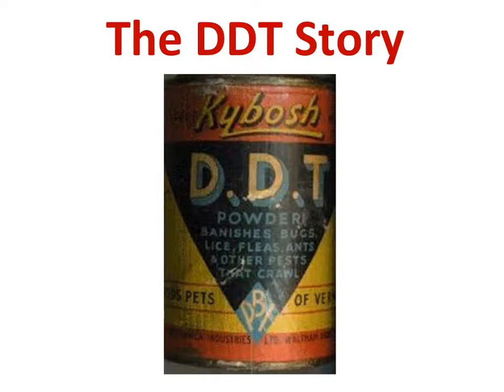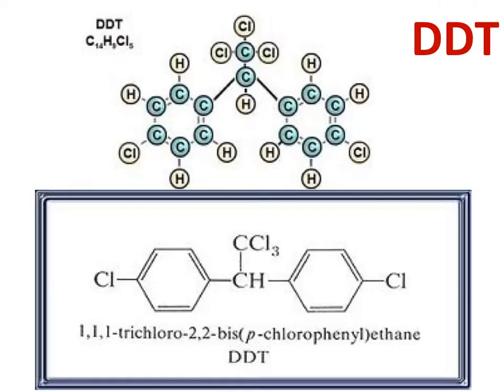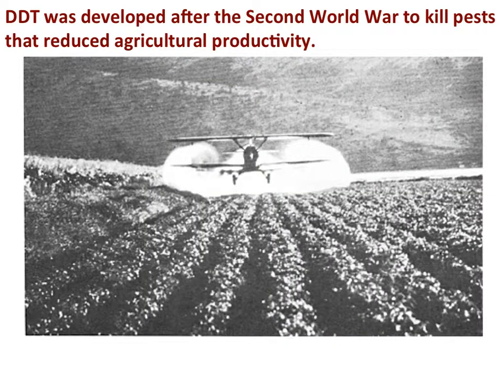DDT was developed after the Second World War as a pesticide to kill insects that infected crops and as a pesticide to kill mosquitoes. Here is the molecular structure of DDT. DDT's insecticidal properties were discovered in 1939. DDT was used in the second half of the Second World War to control malaria and typhus among civilians and troops. In this photograph, DDT is being sprayed on crops to reduce pests that would reduce agricultural productivity.